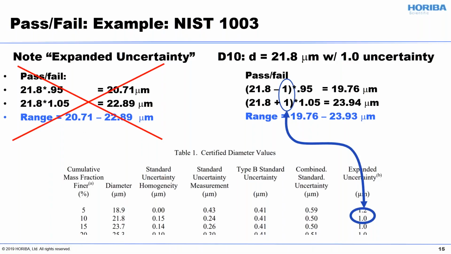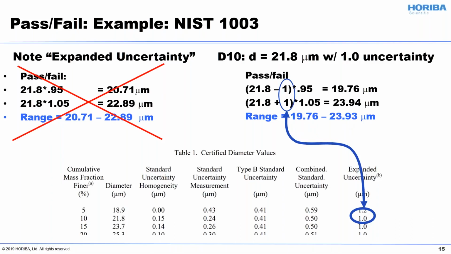The problem with that is that you have a bottle uncertainty and you haven't accounted for that. So the way to think about this is say, look, my lower limits can be set by the lower limit of my bottle, 21.8 micron minus 1 micron from the expanded uncertainty, times 0.95 is 19.8 microns. And then 21.8 plus 1 micron times 1.05 is almost 24 microns. So your allowable range is actually 19.8 to 24 microns with some rounding.